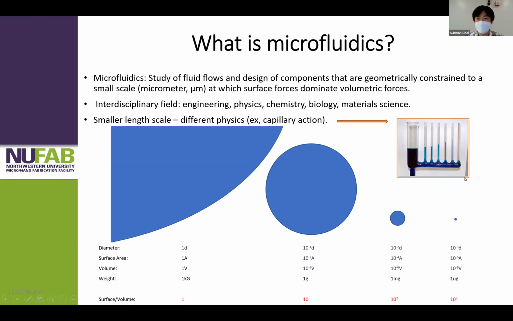This image shows tubes of multiple different sizes. The biggest one is the macro scale, but going to the right-hand side, as the size of the capillary tube decreases, the capillary rise increases. It's because surface forces are more dominant than gravity. That's the reason why the liquid rises higher.